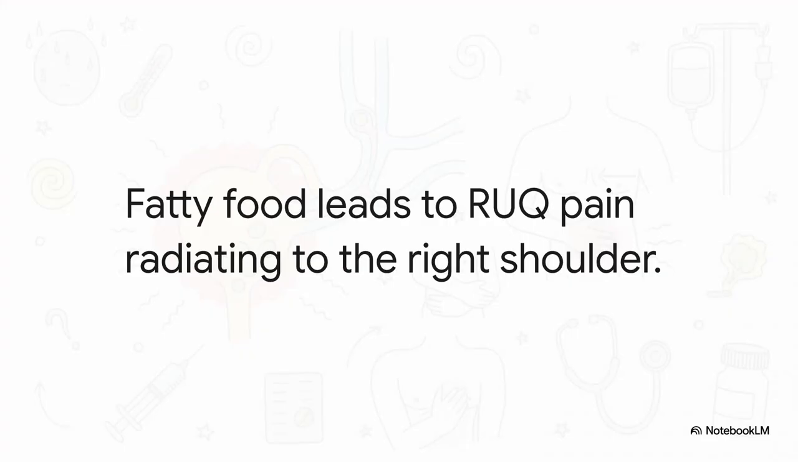If you take away just one thing from this explainer, remember this memory hook. Fatty food leads to right upper quadrant pain, which radiates directly to the right shoulder. But I want you to think about this. If that gallstone travels even farther down and actually blocks the pancreas, what life-threatening complication are you dealing with next? Let me know your thoughts in the comments.